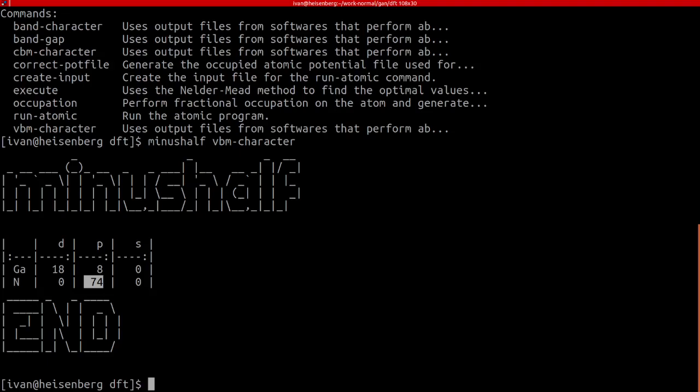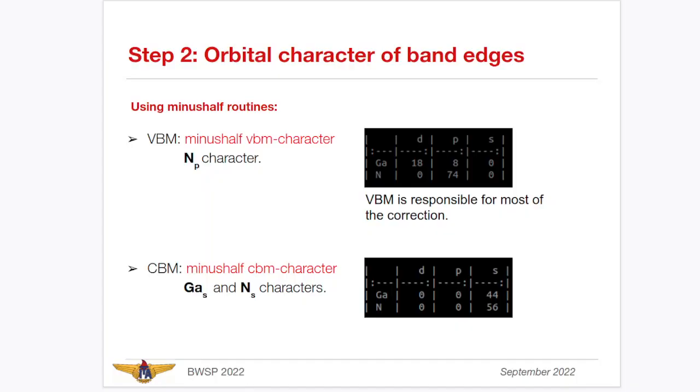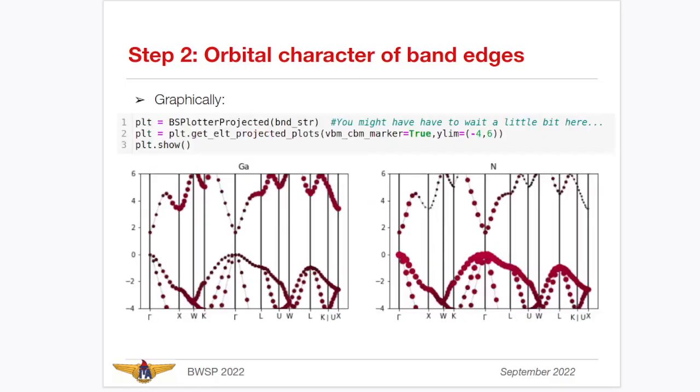So this tells us that the correction that must be done from nitrogen and gallium should be done on the nitrogen p orbital. Okay, so we are going to neglect for now the other contributions and do a simple correction on p. And this can also be done graphically with what are usually called fat bands, and this, as you can see, has most of the atomic contribution coming from nitrogen.